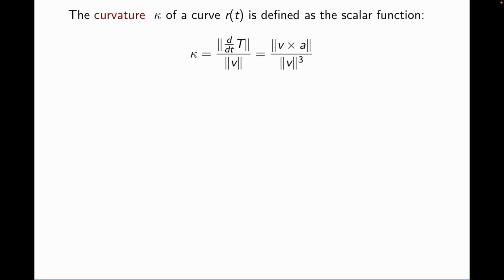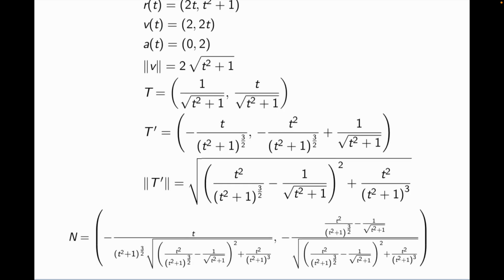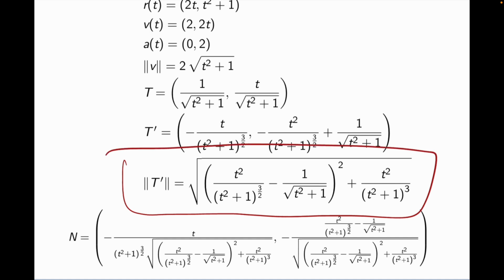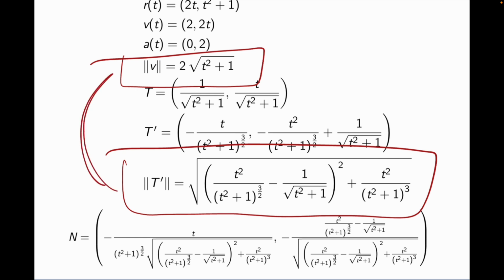So for instance, if we have already calculated, like in the previous case, the norm of the derivative of T and the norm of the velocity, then it's just a quotient of these two things. So in the previous example, for instance, we have calculated here the norm of the derivative of T, and we have calculated the norm of v. So the curvature will be just the quotient of these two things.